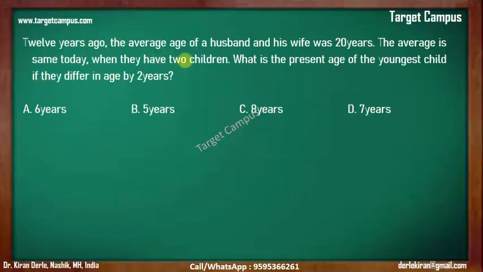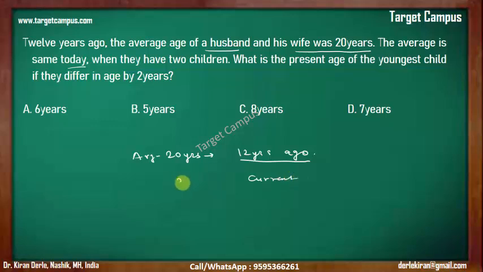12 years ago, the average age of a husband and his wife was 20 years. The average is same today when they have 2 children. What is the present age of the youngest child if they differ in age by 2 years? So 12 years ago the average was 20 years, right? What is current?